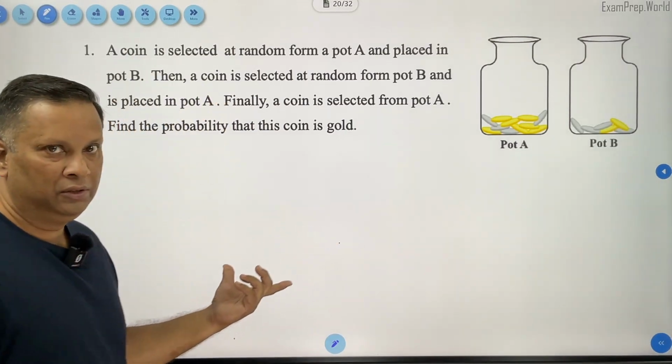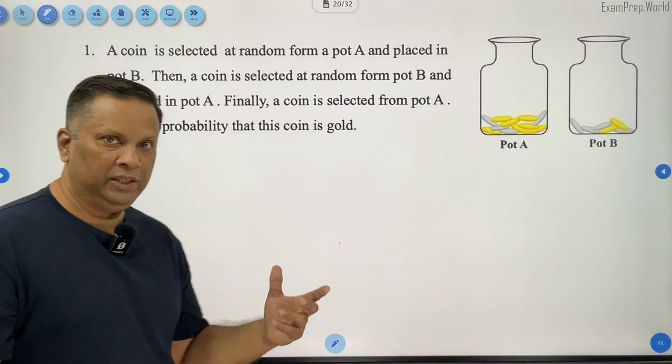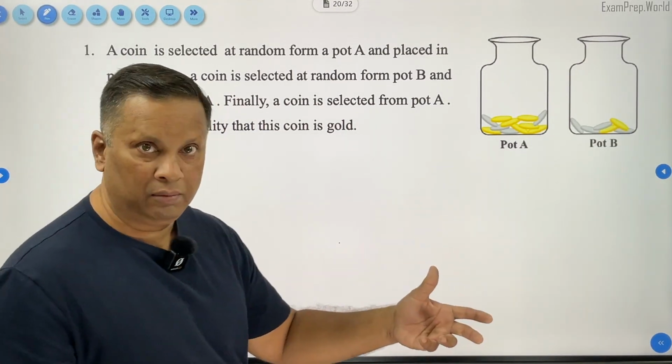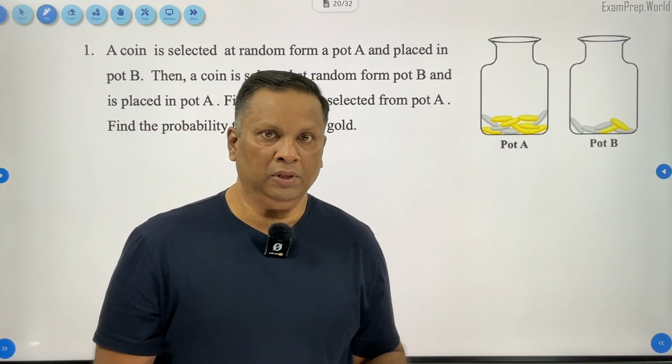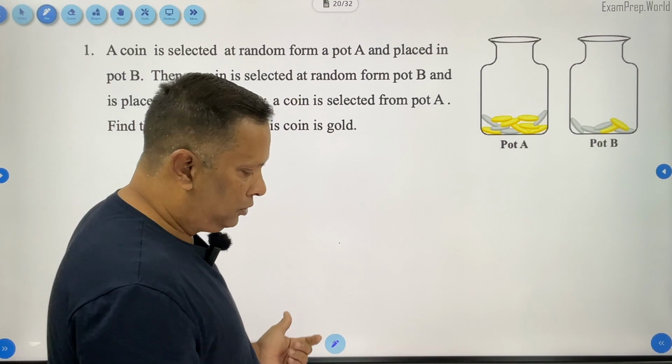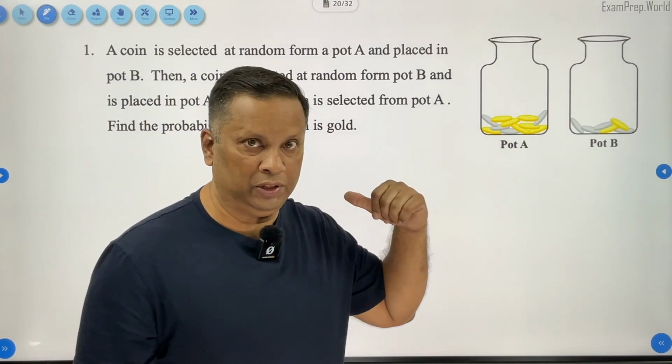Look at the question. I suggest you also open examprep.world, go to learn and practice, choose the topic of probability in the drop down and select question type 4. So you will get this question, which is the first question there.